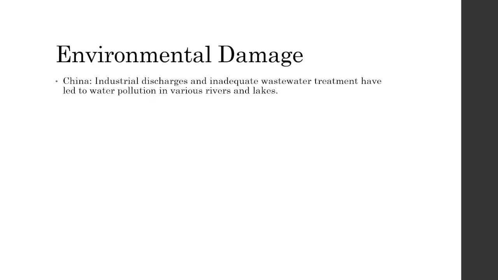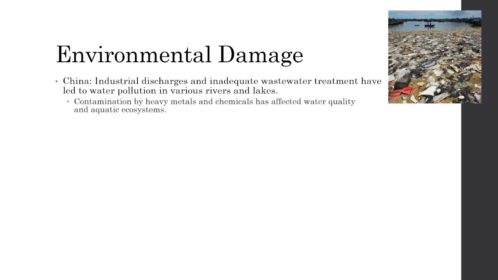So in China, industrial discharges and inadequate wastewater treatment have led to water pollution in various rivers and lakes. So contamination by heavy metals and chemicals used within these factories has negatively affected the water quality, as well as negatively affected aquatic ecosystems. This has led to the death of various organisms, plants and animals. When you discharge these chemicals, that can affect the pH of the waters, and certain animals and plants have different zones of tolerance. So if that pH increases and they can't handle it, they're going to die. Same thing if the pH decreases and the water becomes more acidic, those organisms are going to die.